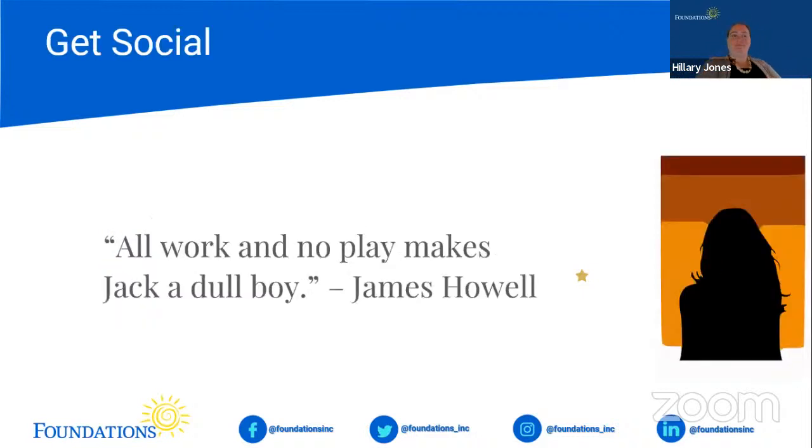Number 10, get social. So you may have heard this proverb, all work and no play makes Jack a dull boy, before, and there's some truth to it. There need to be opportunities for social interaction in the workplace and in youth programs. It can support intrinsic motivation, it can reduce stress, and it's important not to skip team building or celebrations. It doesn't have to be expensive. It can be a potluck and can be just as valuable as some fancy catered meal.